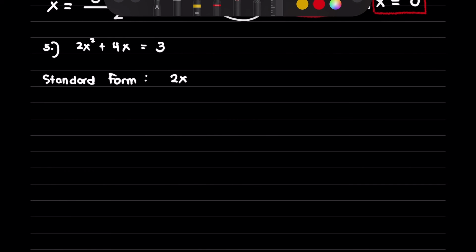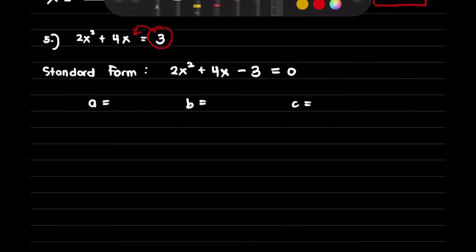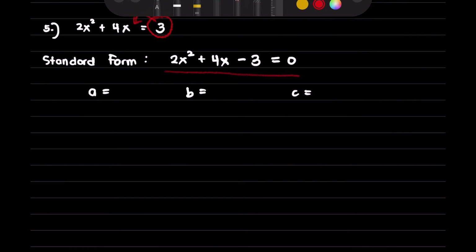So, we have 2x squared plus 4x. Ililipat natin yung positive 3 sa kabila. So, we have negative 3 equals 0. Next is, hanapin na yung values ng A, B, and C. So, what are the values of A, B, and C? Ang titignan na natin ito yung ating, yung naka-standard form. So, the value of A, ito yan, that's 2. The value of B, this is yung 4, positive 4, and the value of C, that is our constant. So, that's negative 3.